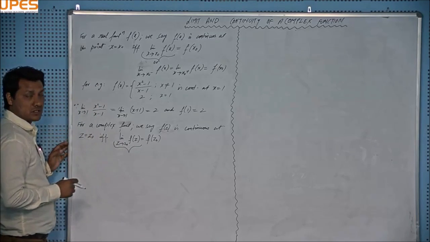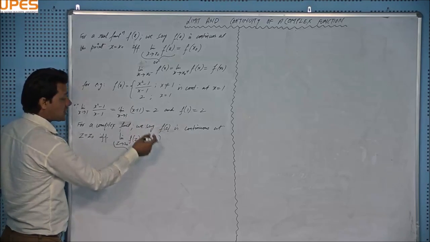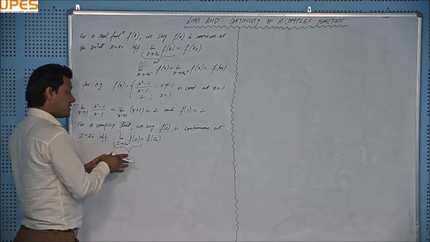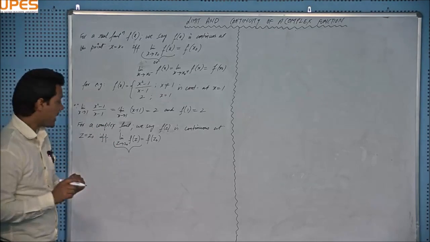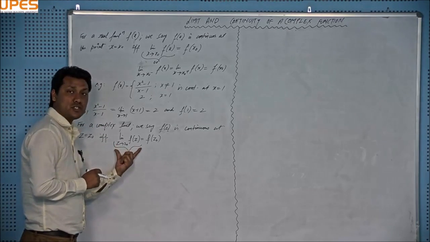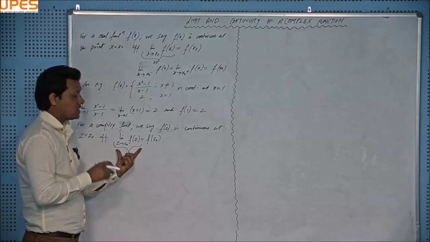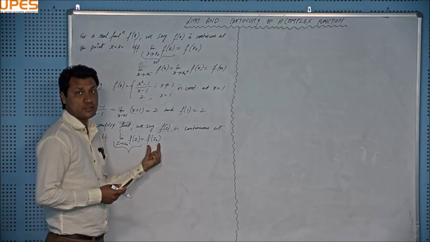and if it happens, then we say that the limit of a complex function exists, and then the function is continuous at z equal to z naught, right? It means that for continuity, the first requirement is that the limit of the function at z equal to z naught must exist. The second condition is that f of z naught should be defined at that point, right?